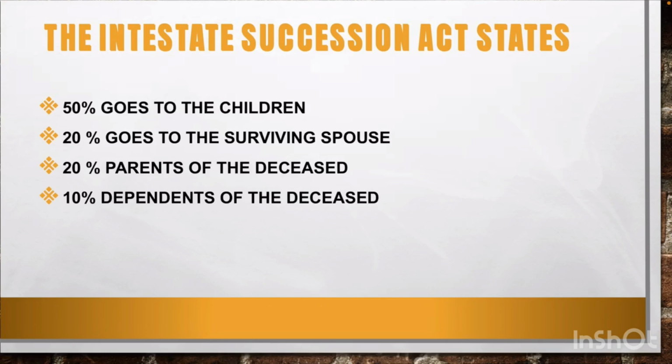So I hope you are able to get this. 50% goes to the children, 20% the surviving spouse, 20% the parents of the deceased, and 10% goes to the dependents of the deceased. So this is very important for you. You have to know. In case you die without leaving a will, just know that this is how your property is going to be shared.